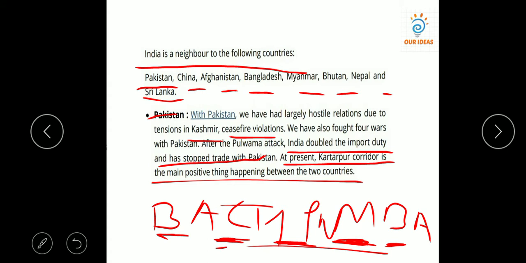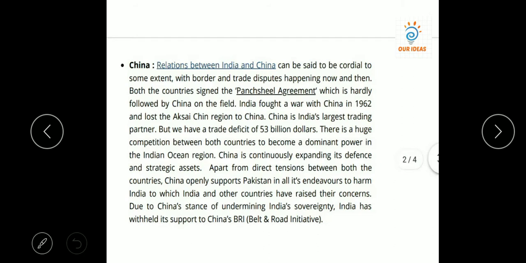The many other issues with Pakistan are cross-border terrorism, state-sponsored terrorism, infiltration and militancy in the region, because Pakistan is trying to instigate militancy in India. And also after the Pulwama attack, to retaliate over trade disputes, Pakistan stopped India's use of its airspace.